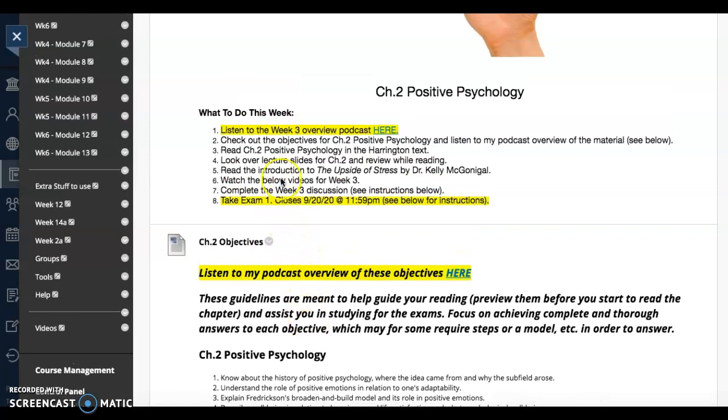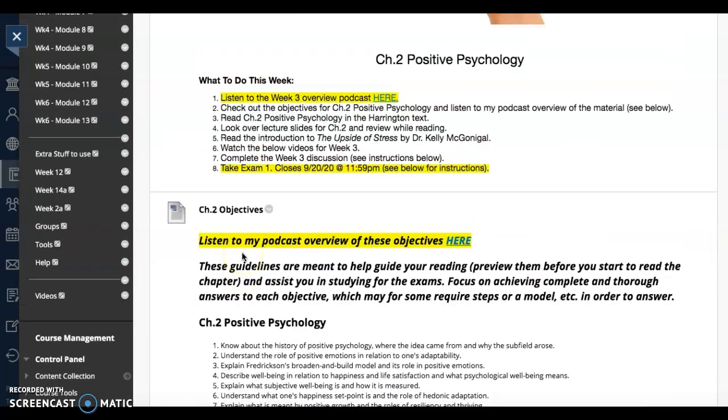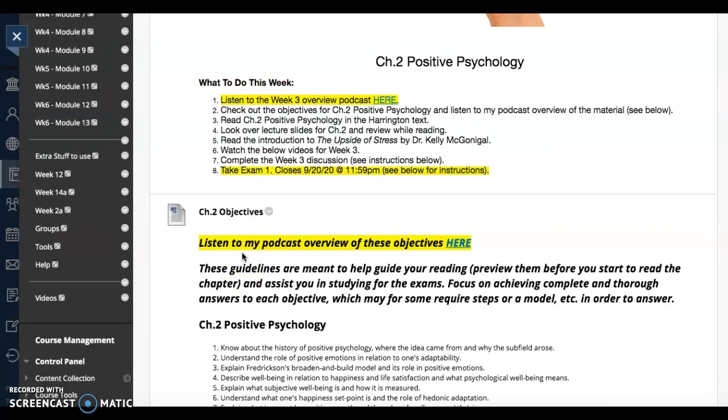So then you want to read chapter 2, Positive Psychology, in the Harrington text. So look over the objectives, then read the chapter. Look over the lecture slides and compare those to the chapter. I've posted them here and you can take notes on them in any way that makes sense for you. They're there to help you focus in on key concepts.